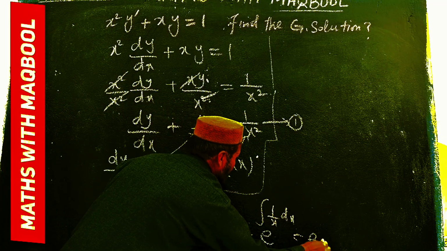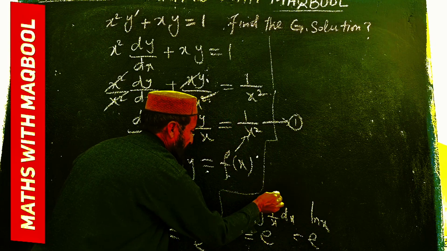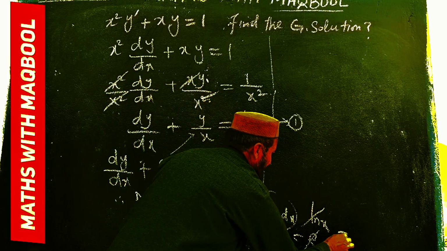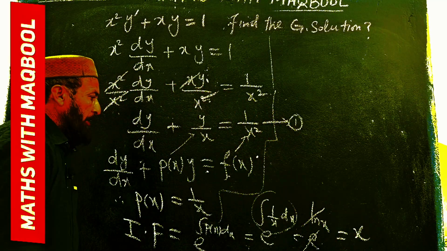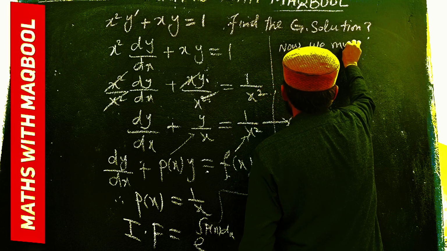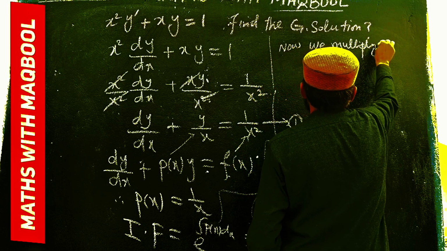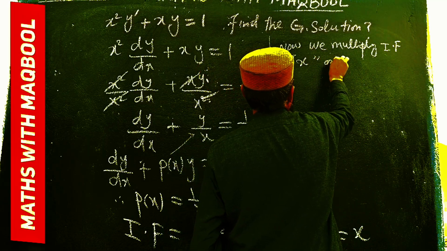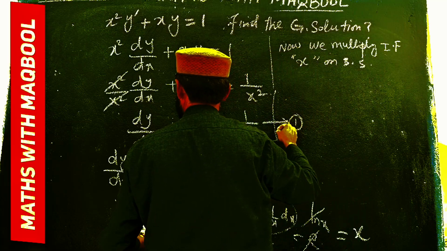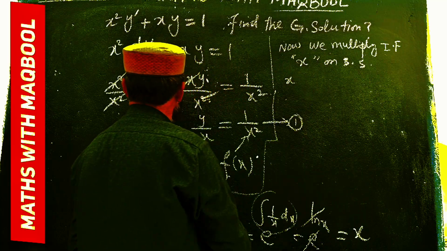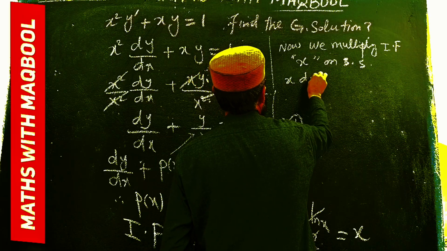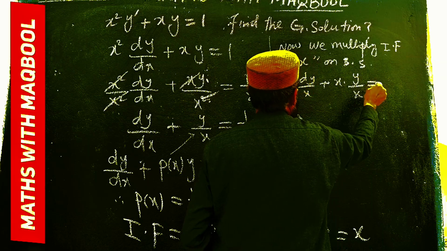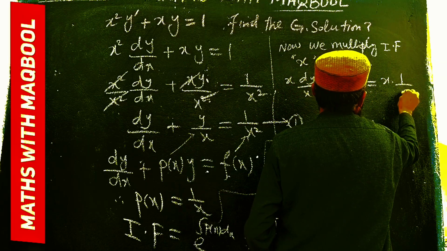This is equal to e raised to log of x. The integral is equal to log of x. So e and log cancel, and we get x. Now we multiply the integrating factor, that is x, on both sides of this equation. So x dy by dx plus x into y divided by x is equal to x into 1 by x squared.